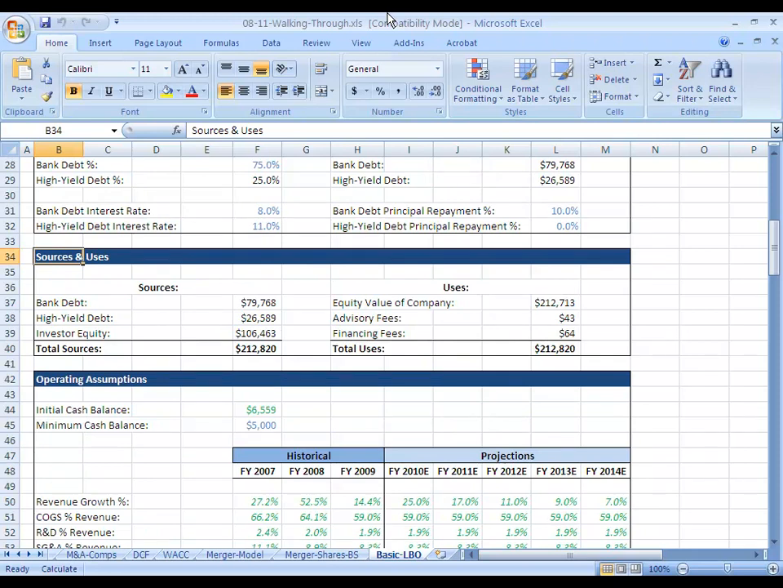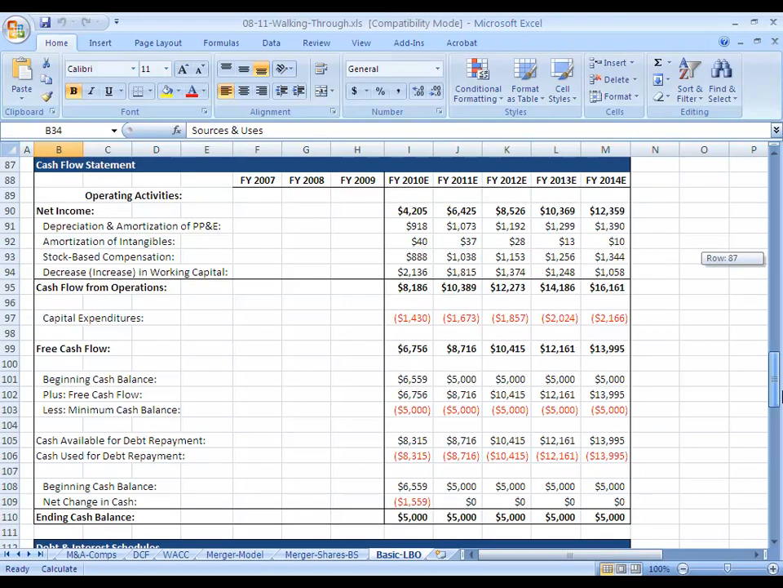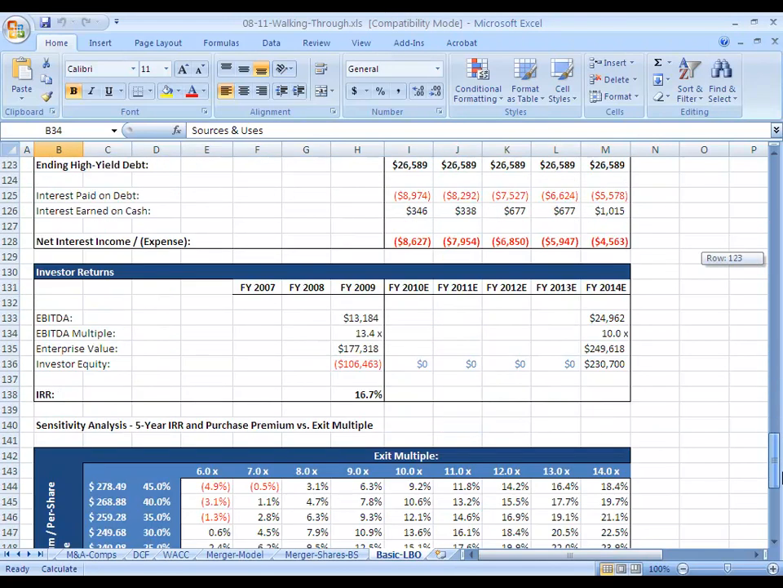Step four is to project all three statements for the company and make a debt schedule to show how debt changes over time and what kind of interest expense they're paying. And then step five is to calculate the investor returns at the end. Figure out how much cash the PE firm put down in the beginning and then how much they're getting back at the end, and use that to calculate the return on investment.